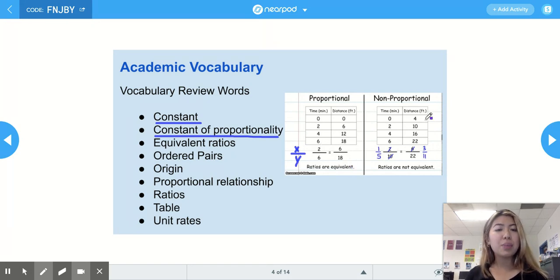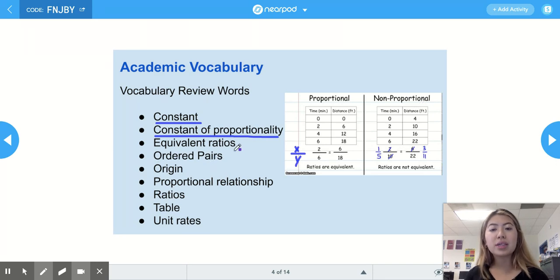For this example on the right, doing the same thing, we have our x coordinate on top, our y coordinate on bottom. We have 2 comma 10 becomes 2 over 10, and 6 comma 22 becomes 6 over 22. If we reduce 2 over 10, that becomes 1/5. And if we reduce 6 over 22, that becomes 3/11. The ratios are not equivalent, and that's what makes this a non-proportional relationship.